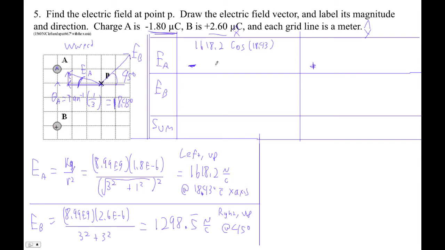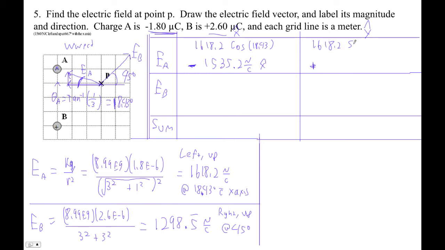All right, are we ready for this? Let's try it. Boom, cos 18.43. This is 1535.2 roughly, and that's newtons per coulomb in the x direction. So it's to the left because the electric field is toward A and A is to the left. Okay, I'm getting a little punchy here.